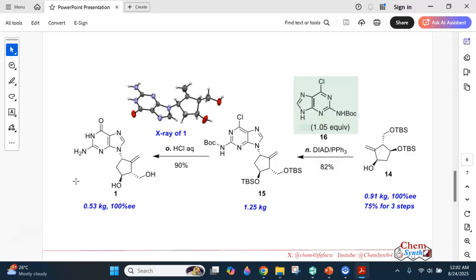So you can see they have started this reaction using 3 kg of the starting material and obtained 530 gram of the final product over the 15 steps. So it's overall around 9% overall yield. So you can understand how difficult the synthesis.